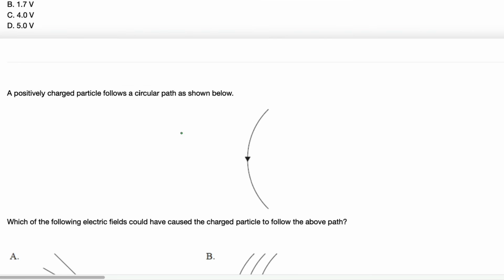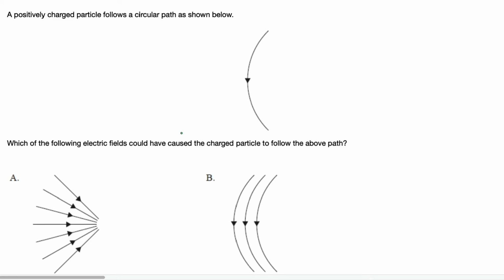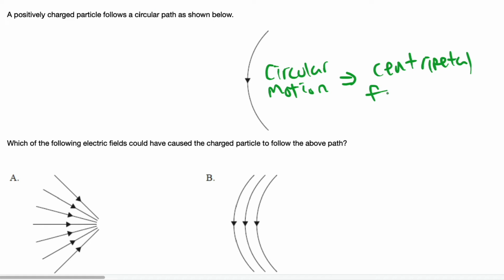The problem here are repetitive. A positive charged particle follows a circular path as shown below. Which of the following electric fields could have caused the charged particle to have the above path? So here you just need to know this. You know that they have a circular motion, which means that the centripetal force points to the center.